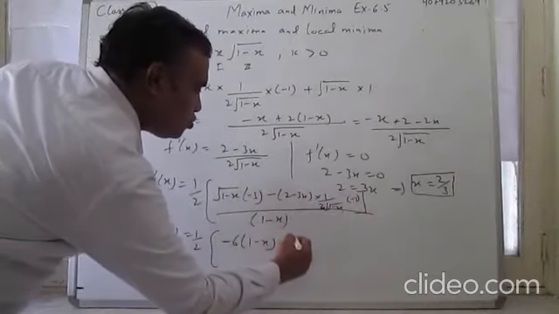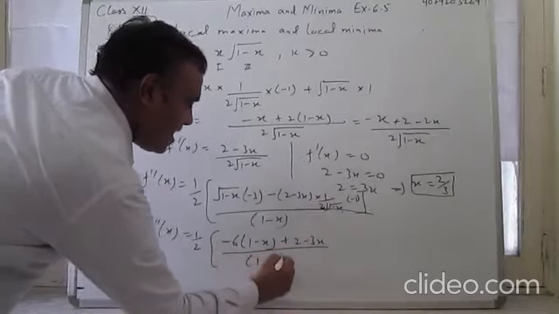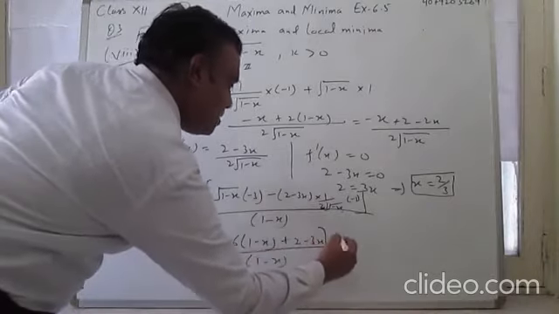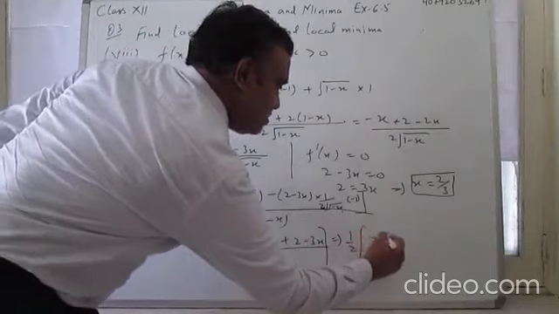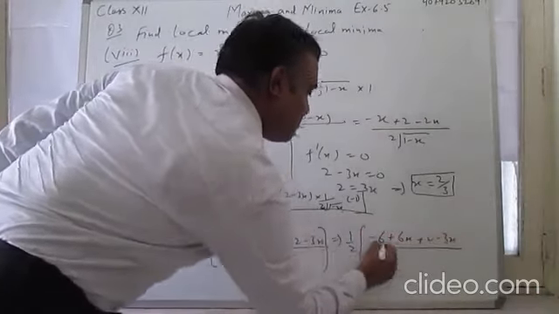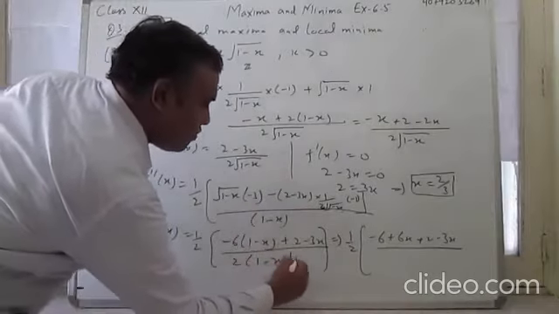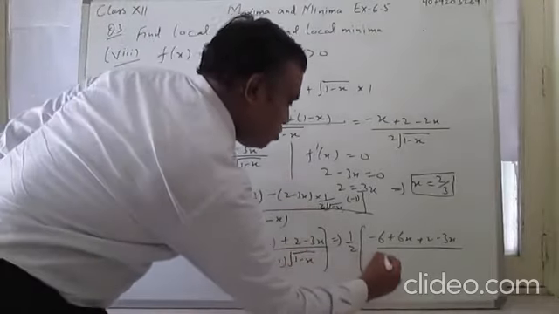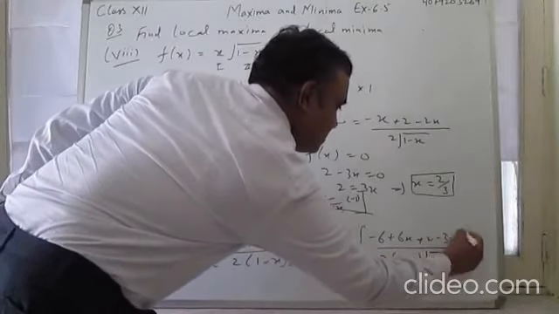It is plus 2 minus 3x upon 1 minus x. Now 1 upon 2, minus 6 plus 6x plus 2 minus 3x upon, this also will come below, it is 2 under root 1 minus x. So 2 into 1 minus x under root 1 minus x.